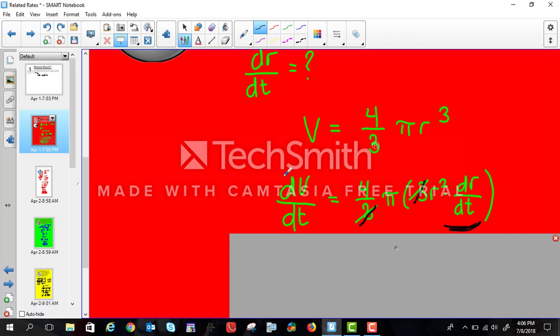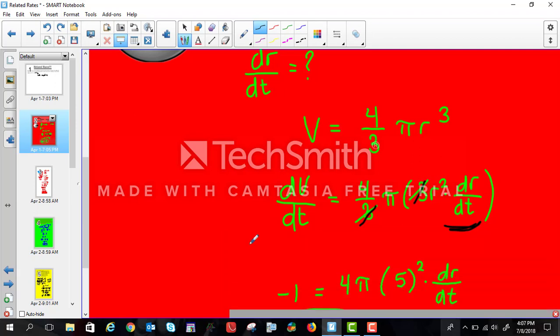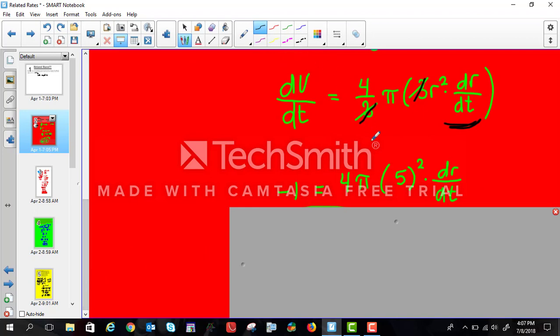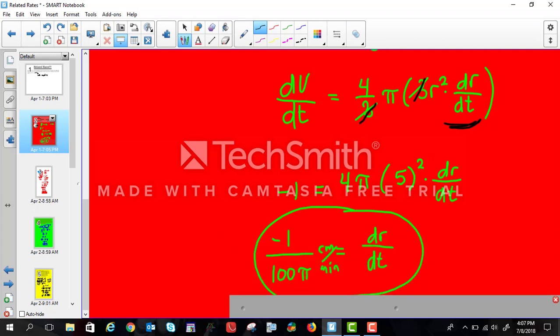I know this, this is -1. And I know this, it's 5. So what I can do is plug those numbers in now. And so what I end up with then is this. -1 is equal to 4 pi times 5 squared times dr/dt. Now 5 squared is 25, and 25 times 4 gives me 100. So I end up with 100 pi, and then I just divide by it. And I end up with my answer. dr/dt is -1 over 100 pi.